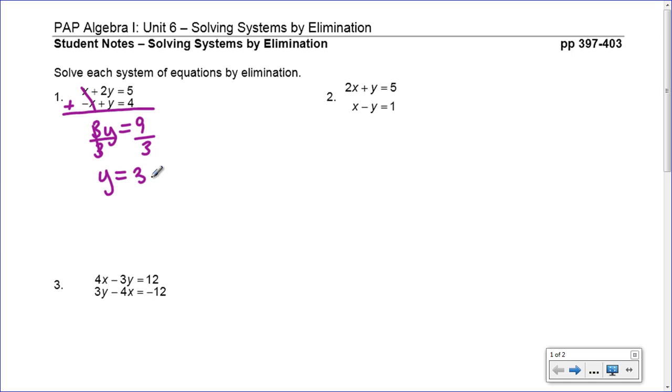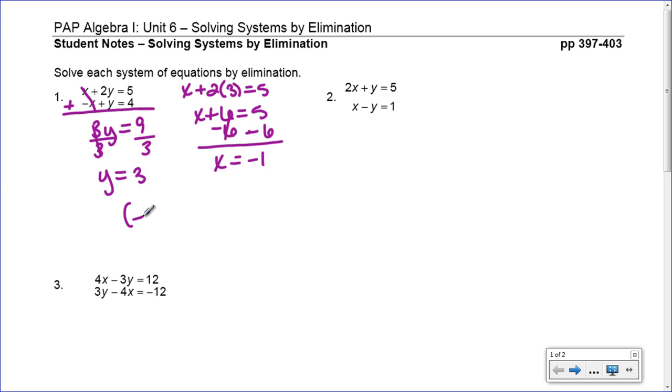Then, just like with substitution, if I want to find out what x equals, I'm going to plug this into one of these two equations. It doesn't matter which one, but I'm going to use the top one, because in the top one, x is positive. So I have x plus 2 times y, which was 3, equals 5. Well, 2 times 3 is 6. And when I subtract 6 from both sides to get x by itself, I get that x equals negative 1. So my ordered pair solution is negative 1, 3 for that problem. And so that's what elimination looks like.